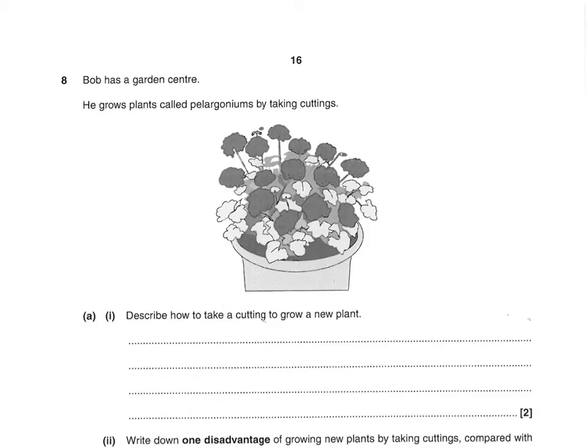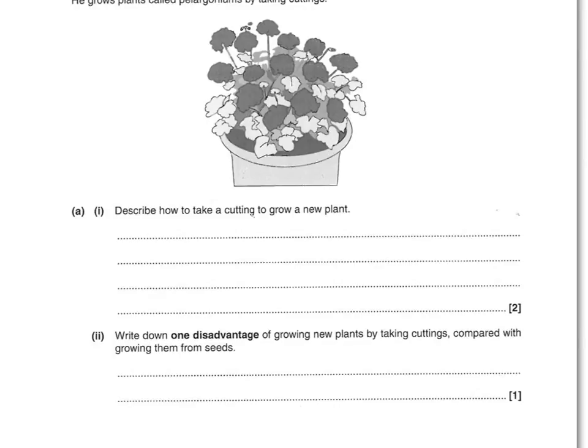Next question. Bob has a garden centre. He grows plants called pelargoniums by taking cuttings. If there's ever a question where you've got a long word like this that you're not quite sure what it means or how to pronounce it, don't worry. You can see that it's just a plant and it's not going to affect the rest of the question. So it says, describe how to take a cutting to grow a new plant. So the first mark is for saying that you remove a shoot or a branch. You don't have to put both of those, it's either or, shoot or branch. You could also say cut the stem or take a leaf cutting, and then you'd say that you plant that in soil.